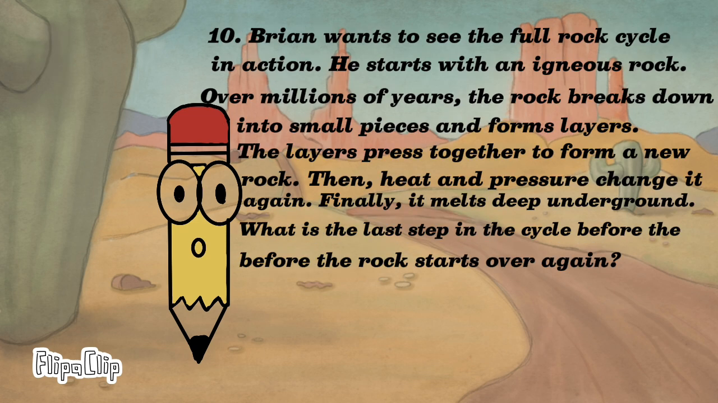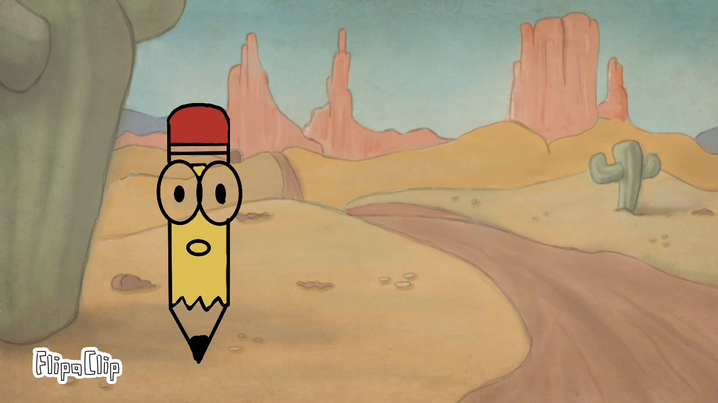10. Brian wants to see the full rock cycle in action. He starts with an igneous rock. Over millions of years, the rock breaks down into small pieces and forms layers. The layers press together to form a new rock. Then, heat and pressure change it again. Finally, it melts deep underground. What is the last step in the cycle before the rock starts over again?